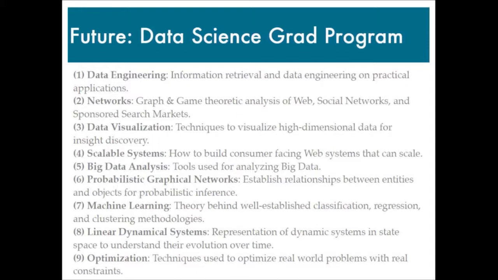Scalable systems and big data analysis: with the help of IBM and IBM tools, we are going to help them work on big data. Probabilistic graphical networks are very important classes where we teach them how to do probabilistic inference. Machine learning. And also those 2 classes, 8 and 9, came out of brainstorming with my peers about what you needed the most in industry or during a PhD. We realized that optimization, and understanding how systems work in linear space and modeling them in state space, meant a lot.